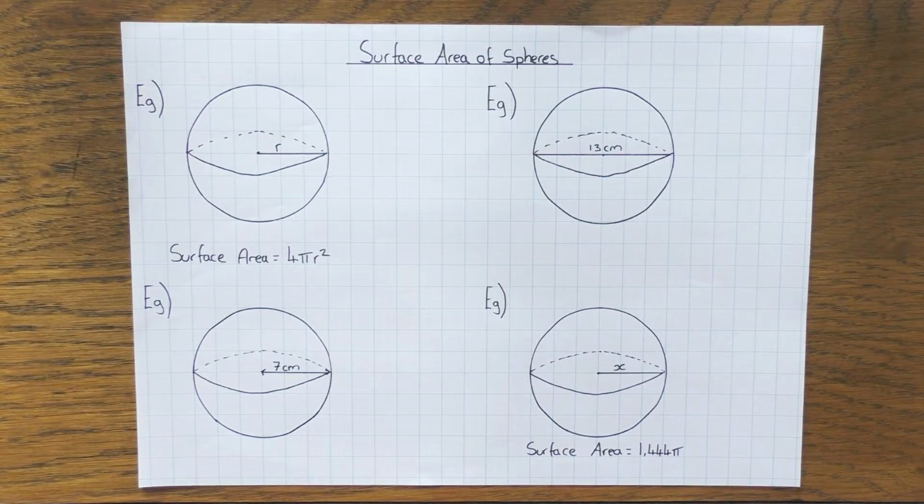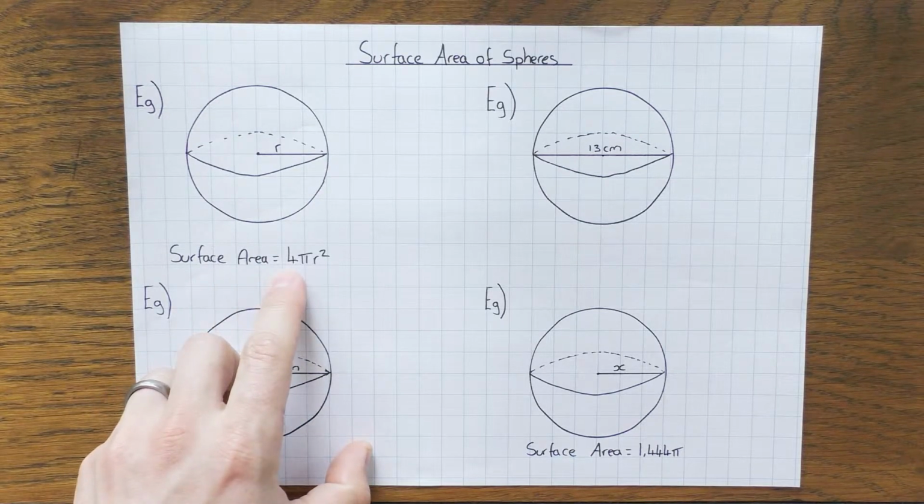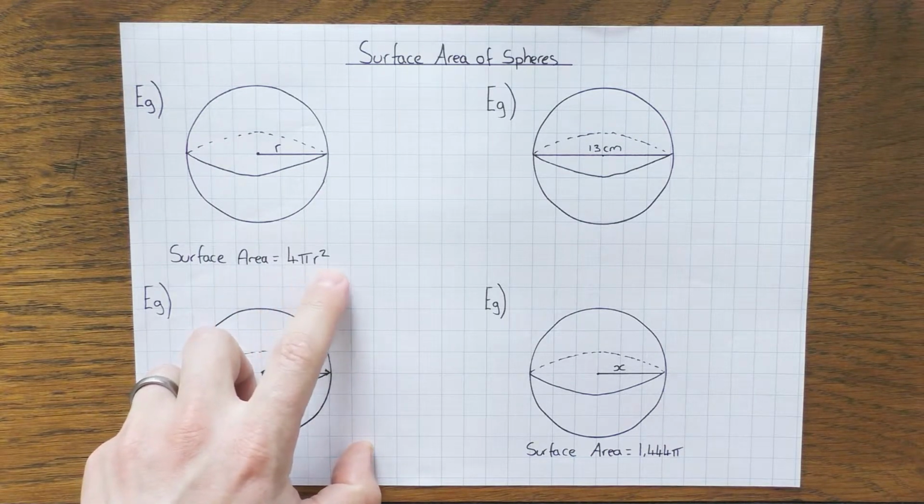Hi guys, in this video we're going to have a look at the surface area of spheres. Just a quick reminder, a sphere is basically like a football, and we're going to be looking at the area around it, not the volume inside it. We're going to look at the area all the way around it. And the formula for that is quite simply 4 pi r squared.